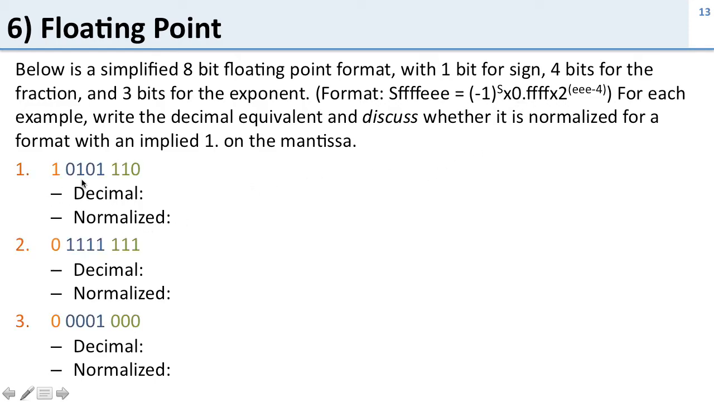So let's take a look at the first example here. I've gone through and color coordinated these based on what parts they are. So what's the decimal version of this?